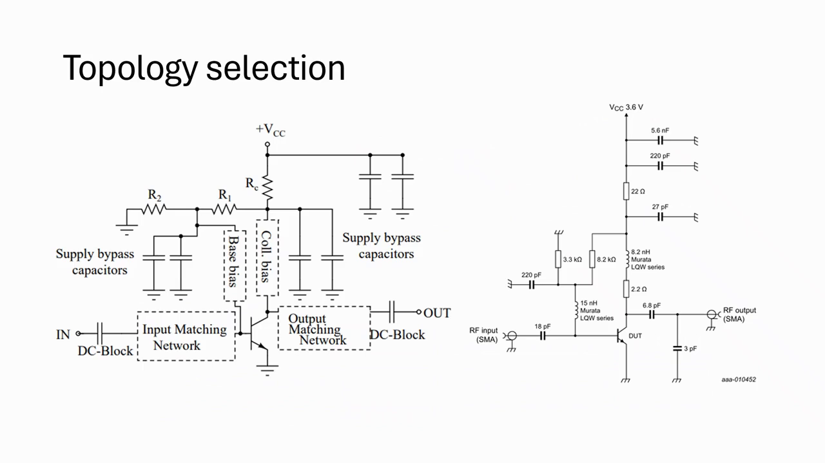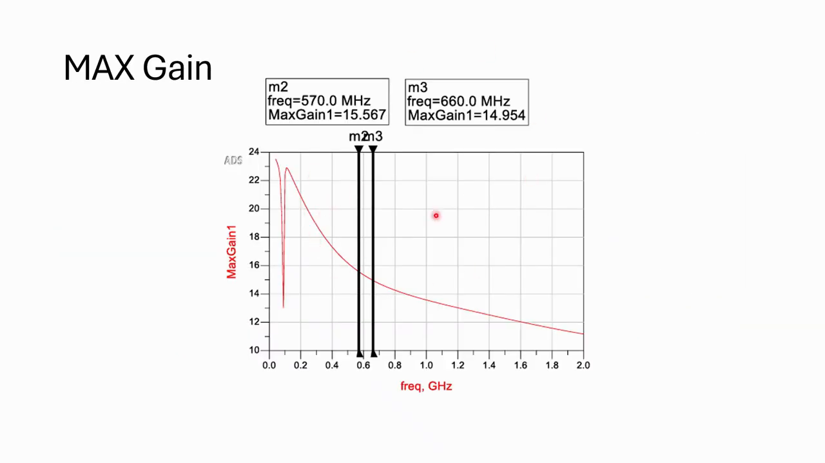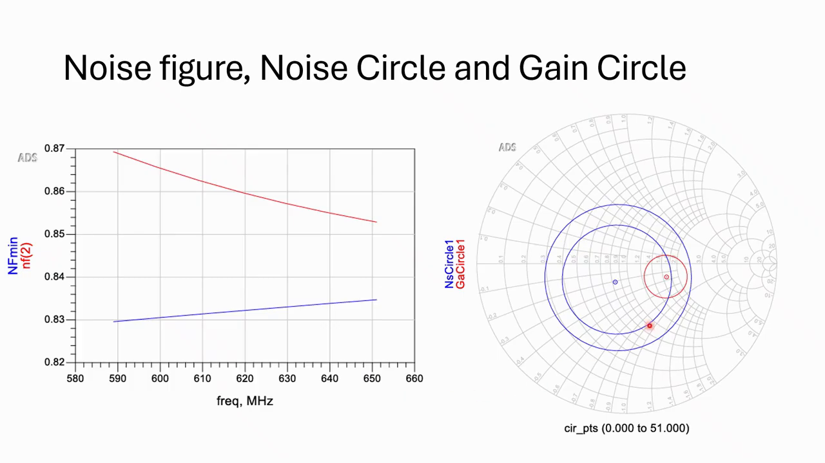The next part is topology selection, and from the datasheet they also use this topology. Therefore we are going to use the same topology, and maybe in the future we can tune it. The topology is clearly stable, and we check the maximum gain to see if we can achieve the desired gain, and since it's more than 12, most probably we can achieve it. Then we check the noise circle and gain circle to make some compromise between noise and gain to achieve good gain with minimum noise figure. But it seems from this plot that even in the best case we cannot achieve the noise figure. Therefore we need to tune the circuit more.